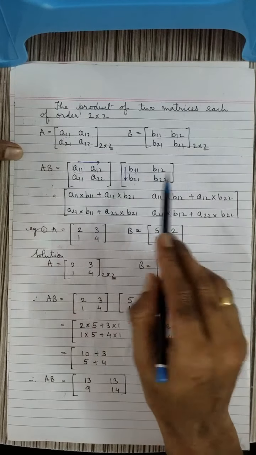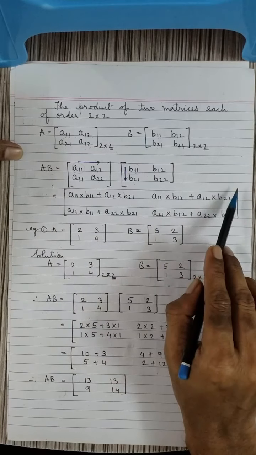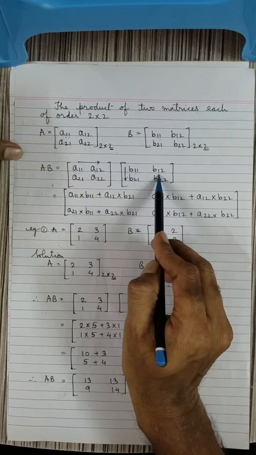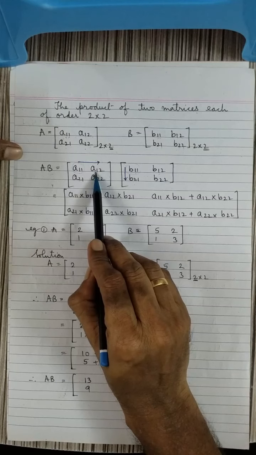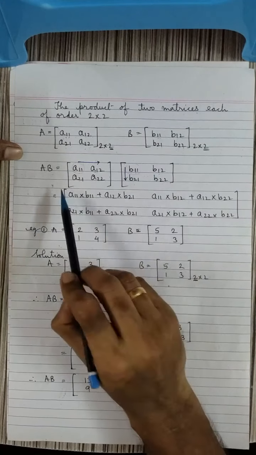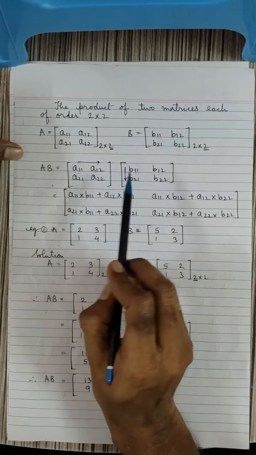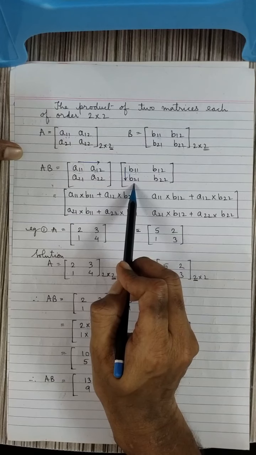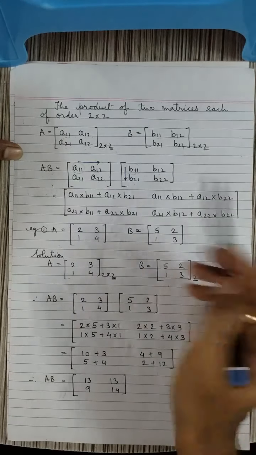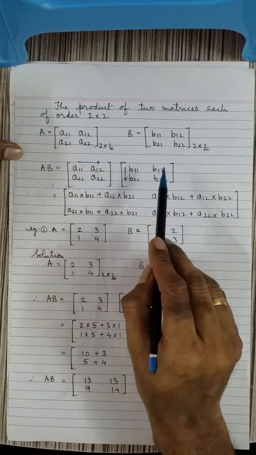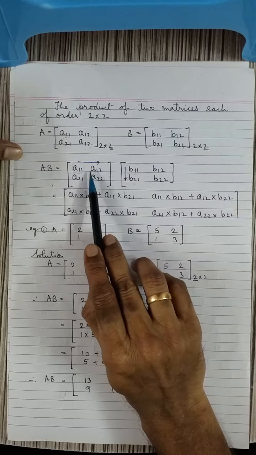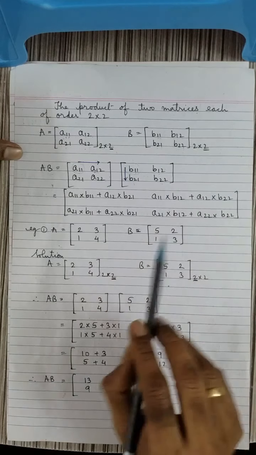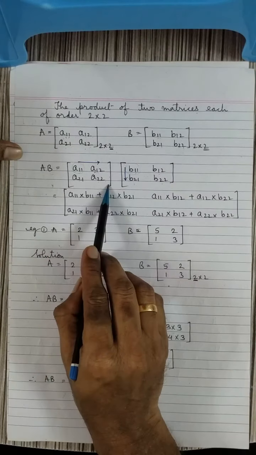Then if there is a second column, we have to go to the second column and follow the same procedure. A11 into B12 plus A12 into B22. So once again, A11 into B11 plus A12 into B21. And for the second column, A11 into B12, A12 into B22, and addition in between. Same procedure for the second column.